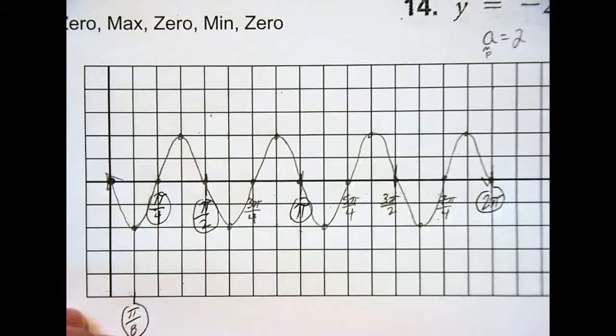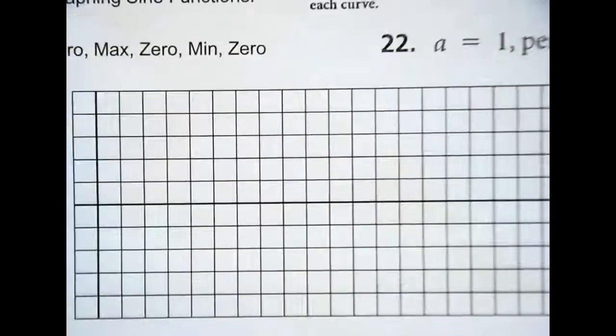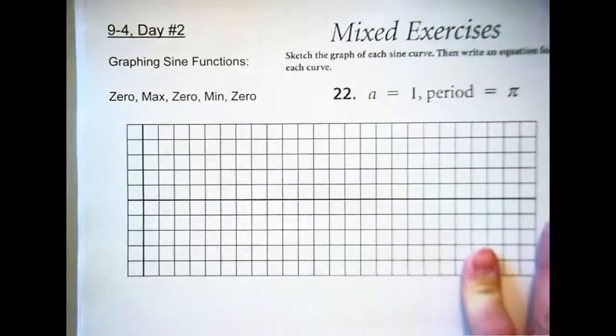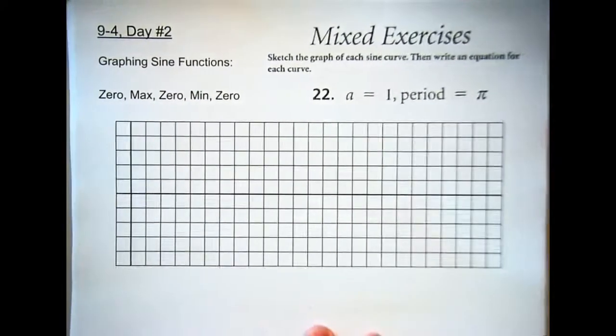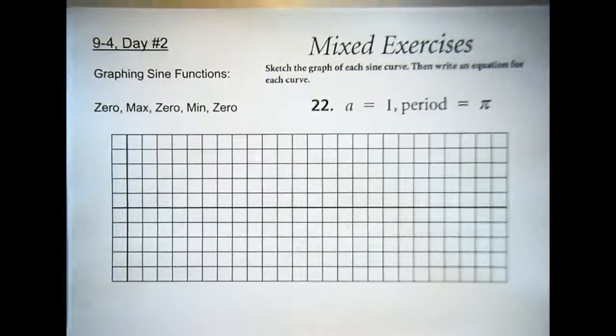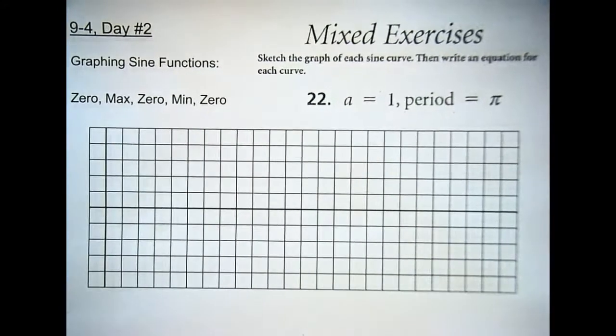Any other questions? Let's try the next one. This is number 22. It does not tell you how far to sketch it. So let's go 0 to 2 pi on all of our graphs today. Okay? 0 to 2 pi.